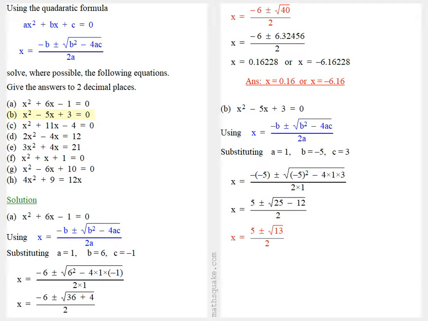Now we can leave that as the answer, or if we want to work it out with a calculator, square root of 13 is 3.60555, and so x is equal to 4.30278, or x equals 0.69722. Rounded off to 2 decimal places, that's x is 4.30, or x is 0.70.